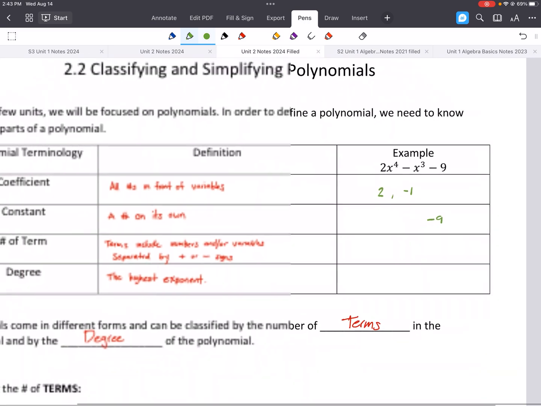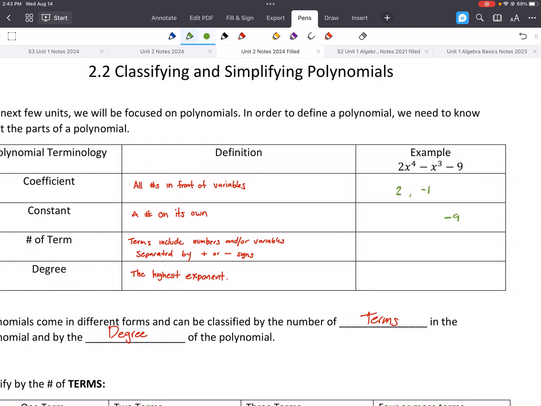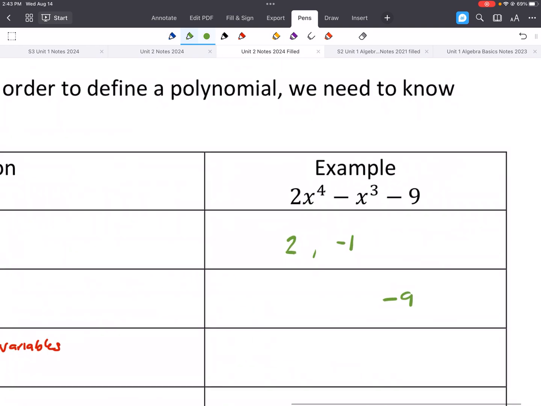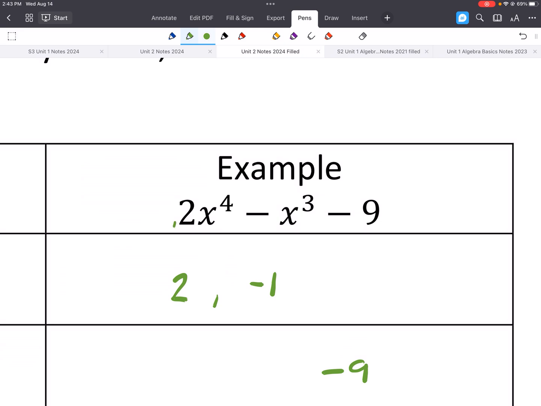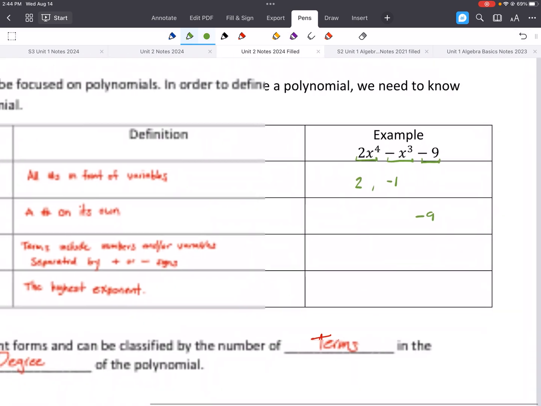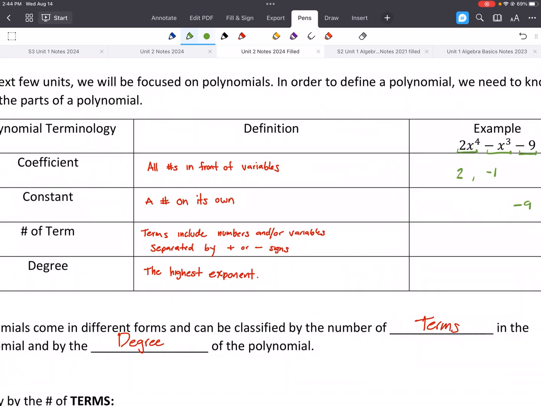Next we have the number of terms. We kind of talked a little bit about terms. Terms are combinations of numbers and variables. Terms are usually separated by pluses or minuses. Maybe we could change that to be a plus to give an example. So this has three terms. For this one, it's just asking, what is the number of terms? Our answer would be 3. It has 3 terms.